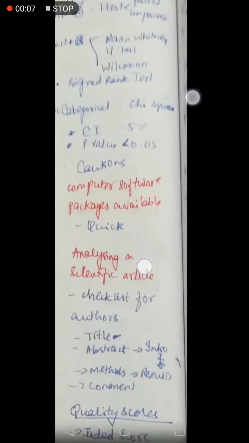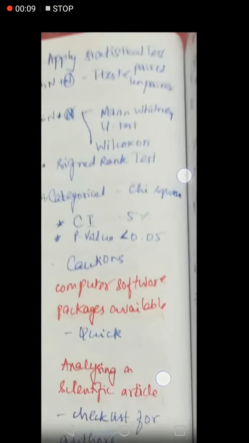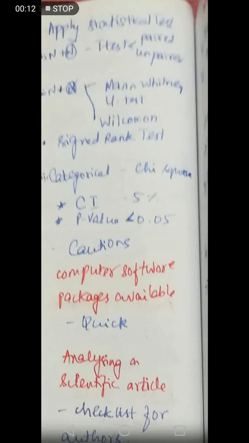Statistical analysis can be applied between numerical and normally distributed values, and it can be of two types of t-test, paired and unpaired. If it is numerical but not normally distributed, use the U-test, which is the Mann-Whitney U-test, or the Wilcoxon signed rank test can also be used. Categorical values will require the chi-square test.